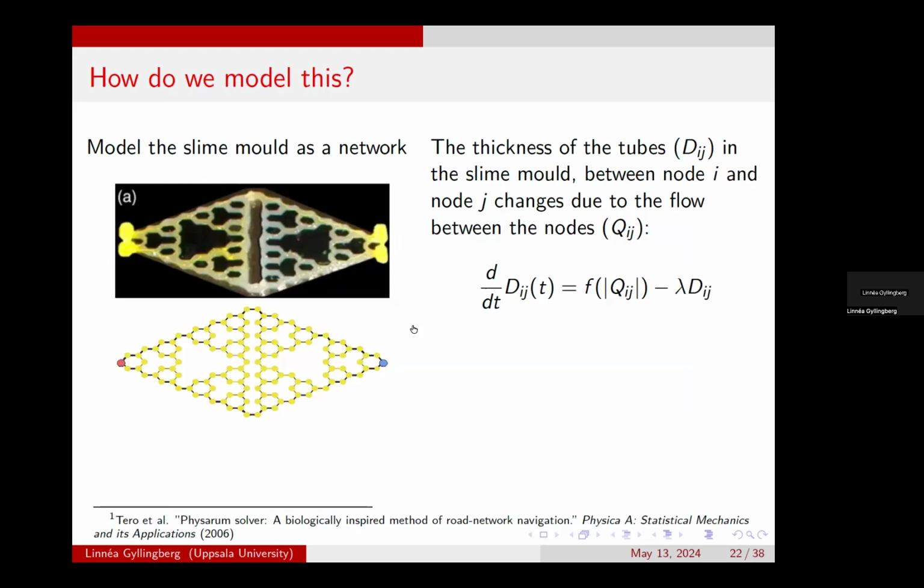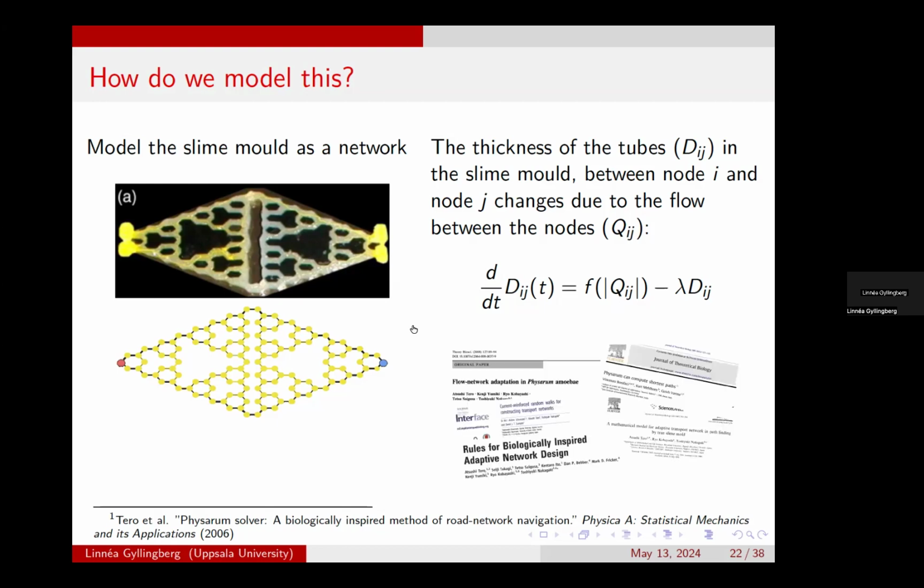Well, I'm interested in how we can model this. Models for this were first proposed almost 20 years ago by Tero et al. And the idea is to model the slime mold as a network. So for example, in this experimental setup, we will have a network of nodes and edges connecting the nodes. And then they model the thickness of the tubes, which is the thickness in the network between two nodes, i and j. It would change due to the flow between the nodes, the flow of particles between the nodes, according to an equation like this. And there are multiple papers where they study this model.